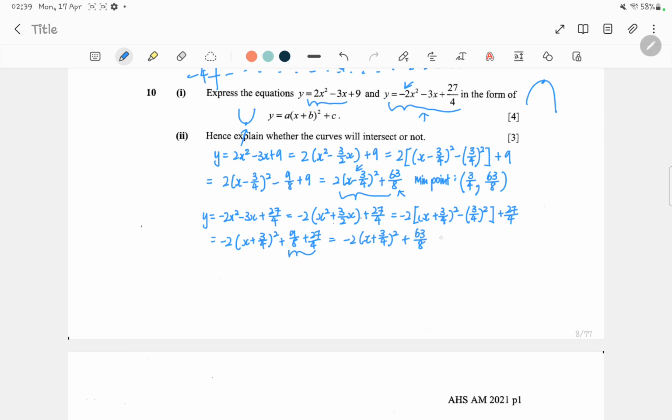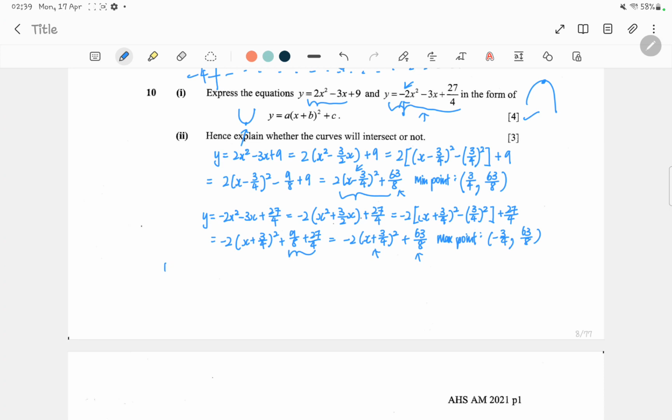Like I said earlier, we are looking at the frowny curve because the coefficient of x squared is negative, so we are looking at the maximum point. The max point is what makes x plus 3 over 4 zero, when x is minus 3 over 4. And the y coordinate of the maximum point is right here, 63 over 8. And we are done with 10 part I.